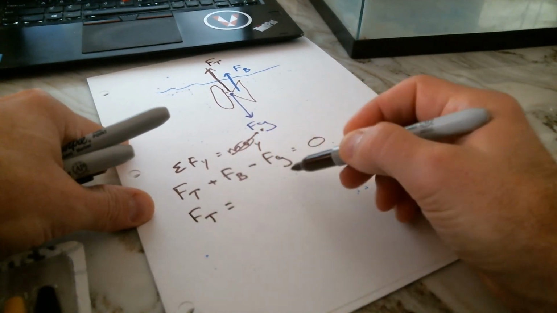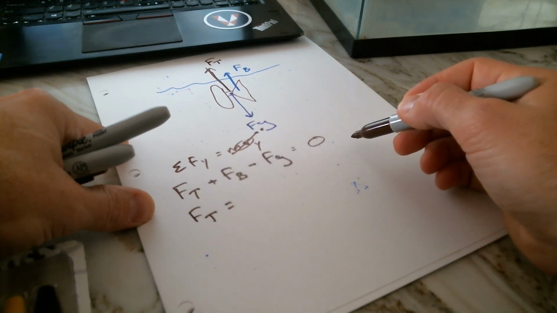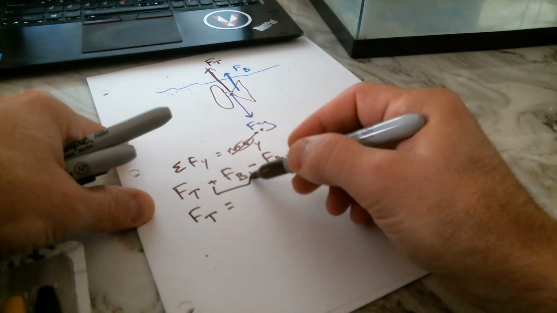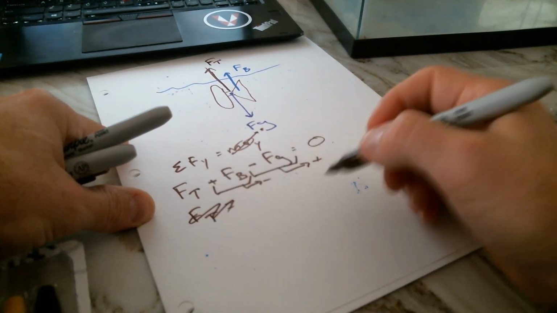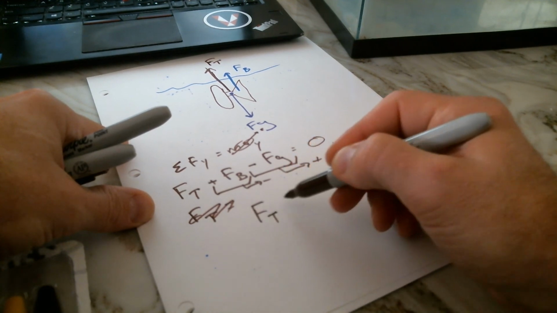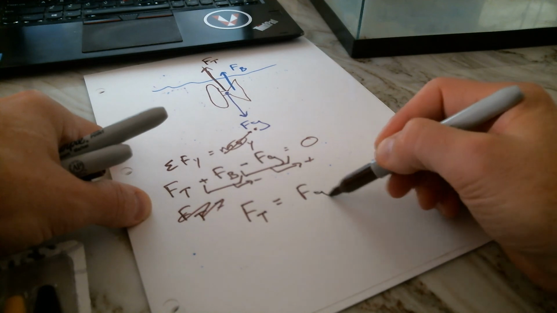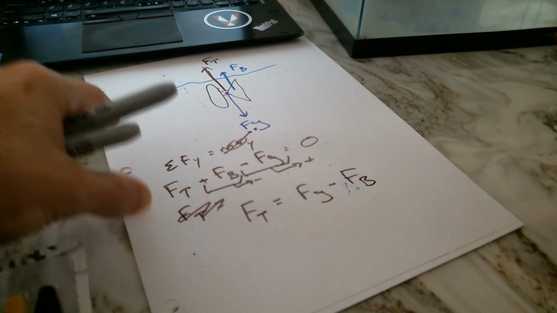That force of tension, you push the plus button for gravity, you push the minus button for buoyancy to move it over. So that's plus, that's minus, okay? So here, let me give myself a little more room. That force of tension then is force of gravity minus the buoyant force, okay?